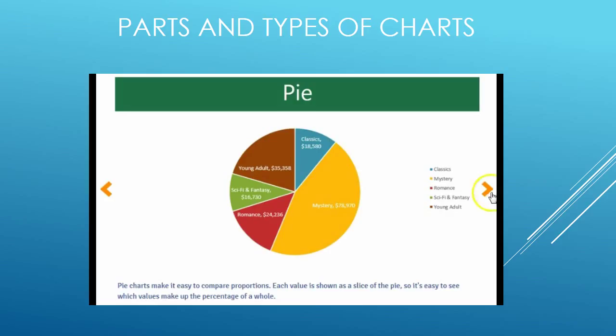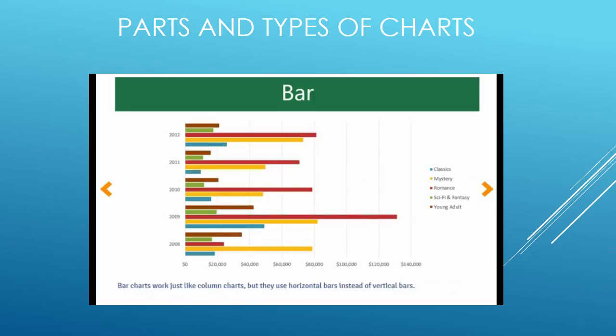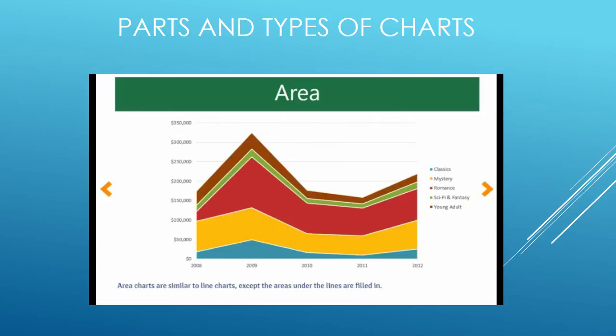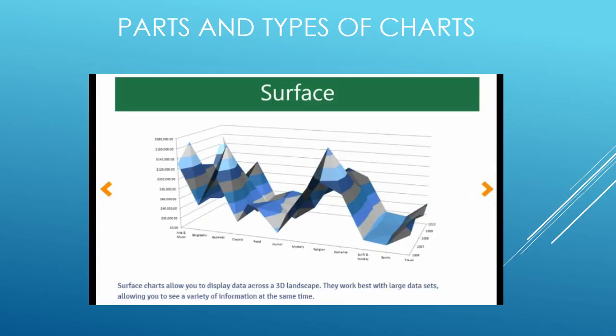of a whole. You've got your bar chart, which is just like the column charts, but it uses horizontal bars instead of vertical bars. So that's what we were talking about earlier. It just depends on what kind you're using. You've got area charts, which are similar to your line charts, except the areas under the lines are filled in. So you don't have just plain lines like you did before.